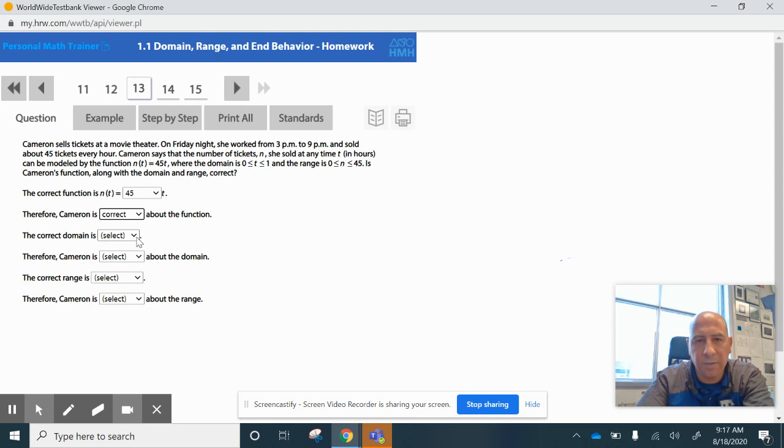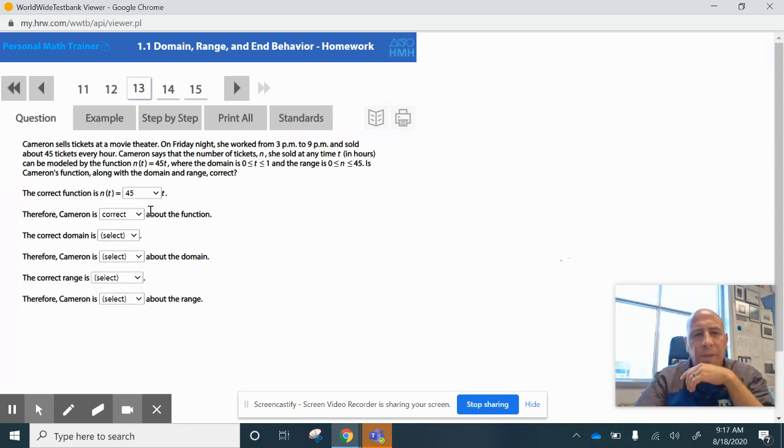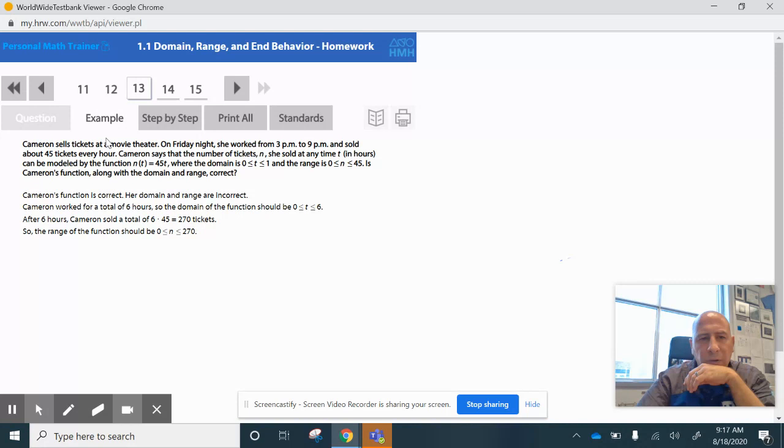The correct domain is, let's see. And again, when you get to a point like that, I'm going to revert back to here and go get their explanation because that's going to be much more efficient to help you with that. Cameron's function is correct, she said. Cameron worked a total of 6 hours. So from 3 to 9 is a total of 6 hours. That's how we get the 6. After 6 hours, Cameron sold a total of 6 times 45, which is 270 tickets. So the range of the function is between 0 and 270.